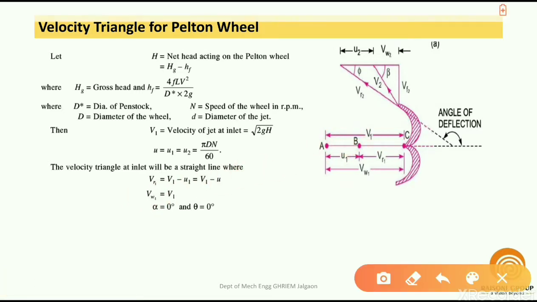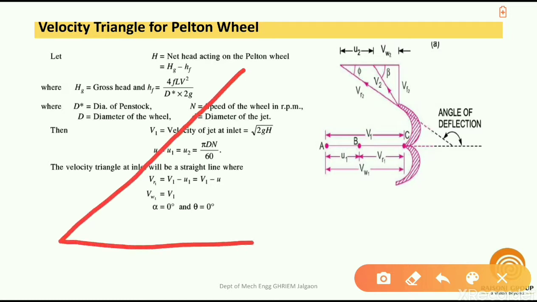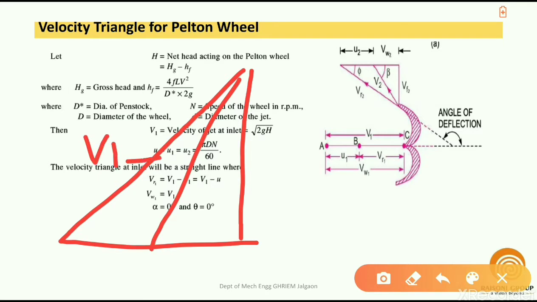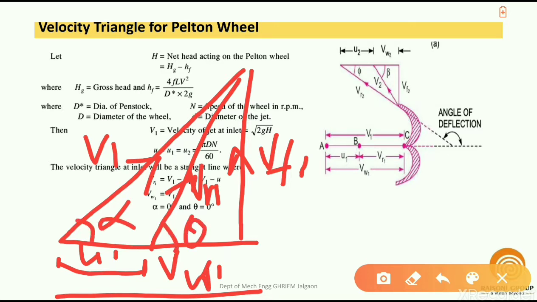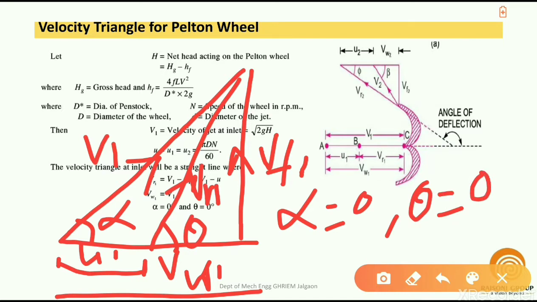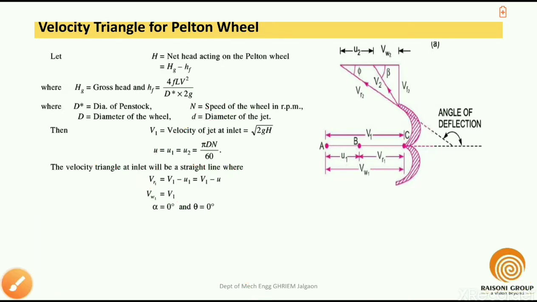In the inlet velocity triangle, this one is v1, this is vr1, this is vf1, this is u1, and this is vw1. As the angles alpha and theta are equal to 0, v1 will become equal to vw1. Alpha equal to 0 and theta equal to 0 means there will be 0 angle between the direction of the jet and the tangential velocity of the blades or buckets.